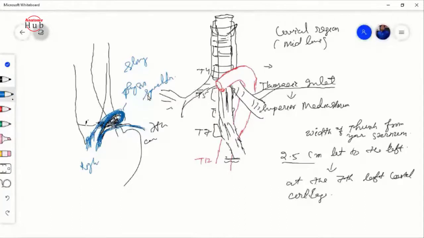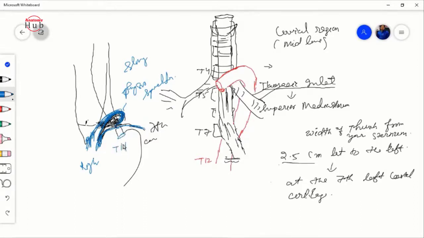Okay, then this esophagus enters into the abdomen to join the stomach at the cardiac orifice, at the level of T11 vertebra.